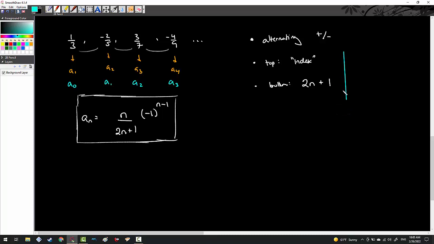And so if I was to look at this from the perspective of a sub 0, well, then the top really wouldn't be the index. The top would be the index value plus 1, right? Because 0 plus 1, 1 plus 1, 2 plus 1, 3 plus 1. The bottom, its slope is still 2, right? But in this case, if I start from the 0th term, then I'm going to have to add 3 to it each time. And so from here, another interpretation of this would be n plus 1 times -1, in this case, just to the n, over 2n plus 3.